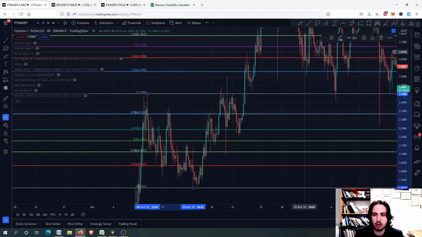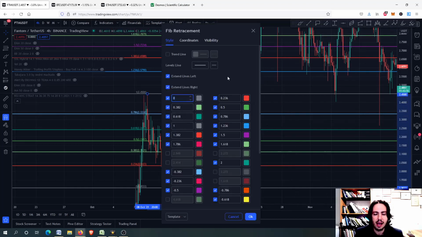First of all, I want you to go into the settings, which is very important. Once you click on the Fibonacci, you go into the settings right there. And then you see the style. I'm not using a trend line, so I have this off. Okay, I have extended the lines to the left and to the right.